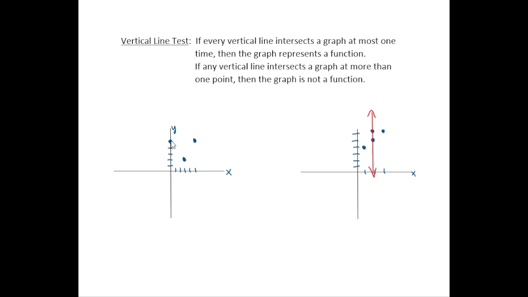This graph only consists of 3 points, but every vertical line that we can draw in this coordinate system will intersect this graph at most one time. This is equivalent to saying that each input value of x corresponds to exactly one output value of y. If any vertical line intersects a graph at more than one point, then the graph is not a function. That's because on this vertical line, we have the same x-coordinate or the same input values, but we have two different outputs or two different y-coordinates.